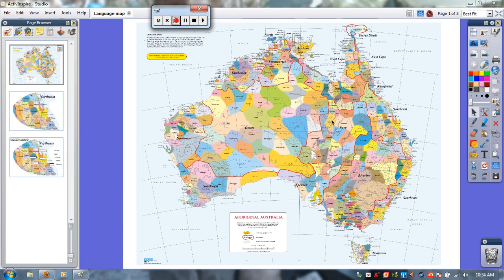Hi Patricia, I just wanted to show you the second flip chart I created for this lesson, and this is the one that I call the language map. I've done this just in case you can't actually open it up on your computer.